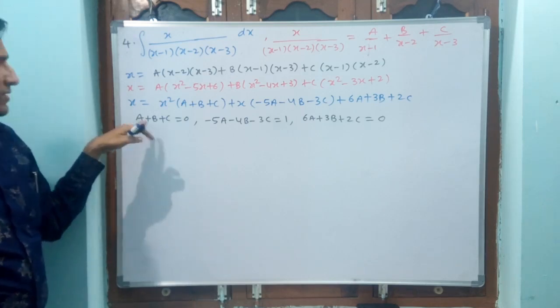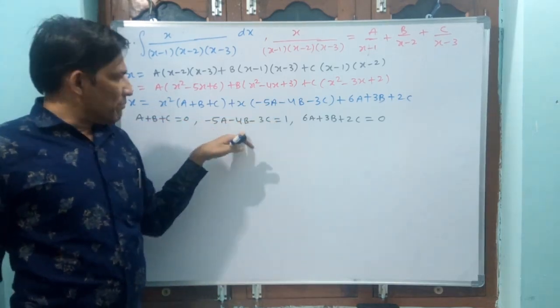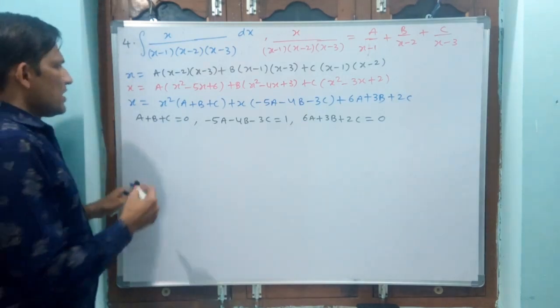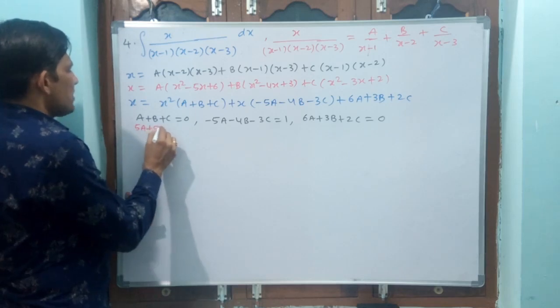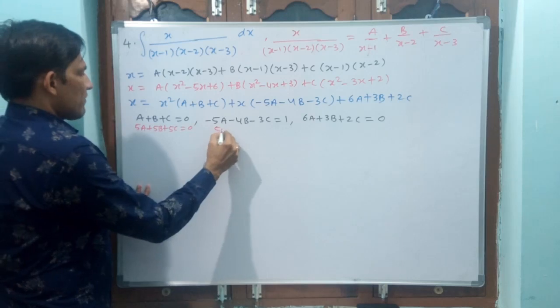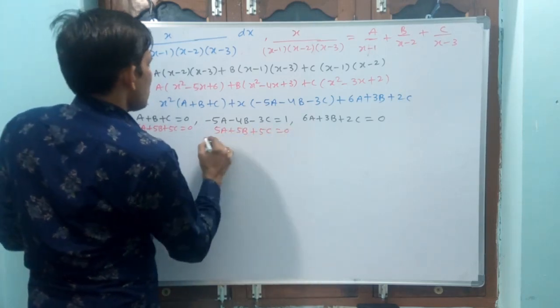Again this equation: first multiply by 5, second multiply by 6, and put here b and c. In b and c you are going to get the bc values, same as earlier. See what I am doing. First, 5a plus 5b plus 5c is equal to 0. You put here 5a plus 5b plus 5c is equal to 0.